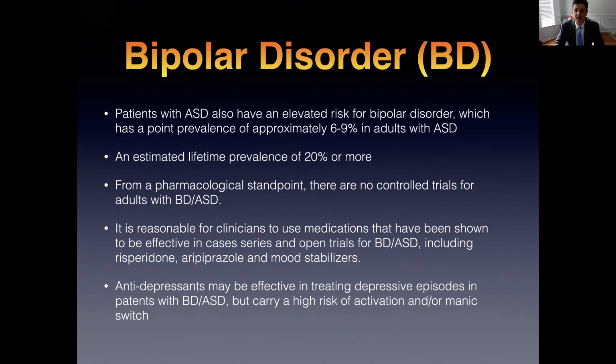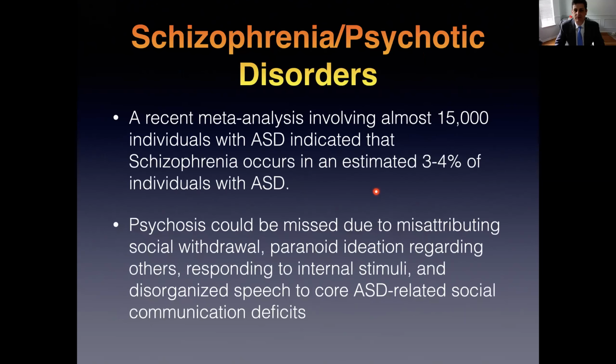Schizophrenia is also more common, about 3 to 4% of patients with autism. So this means patients who might have chronic psychosis and autism. So psychosis could be missed because people may say, oh, well, they have autism and they just keep to themselves anyway, and they kind of mumble to themselves all day. So that's probably just their autism. It could be, it could not. They could be hearing hallucinations, and they could have disorganized speech based on schizophrenia, not just autism.